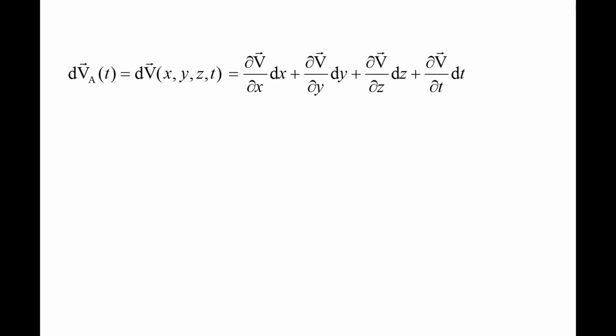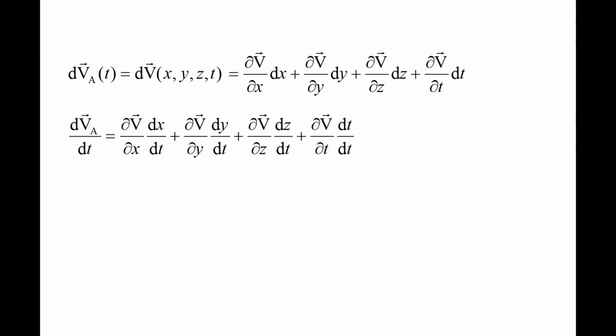The full derivative of the velocity from the Eulerian point of view is partial v partial x dx plus partial v partial y dy plus partial v partial z dz plus partial v partial t dt. Now we divide the entire equation by dt. On the right side of the equation, dx dt is the x component of the velocity, lowercase u. dy dt is the y component of the velocity, lowercase v. dz dt is the z component of the velocity, lowercase w. And dt dt is simply 1.